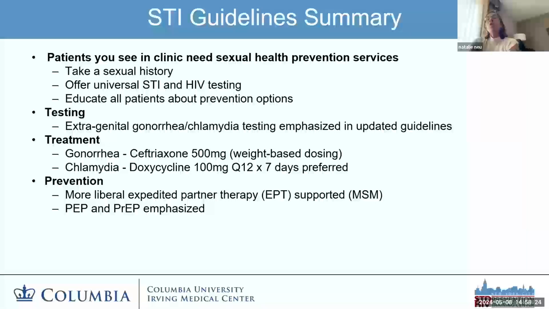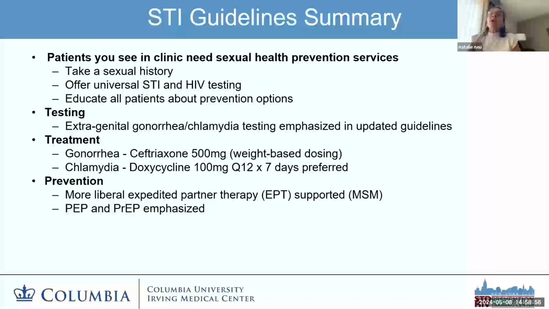So in general, for a summary of the guidelines, what we want you to know is that when you see somebody in clinic, either for sexual health or for other things, take a sexual history. Offer universal STI testing and HIV testing. Educate all your patients about prevention and prevention options. Test extragenitally. I hope I've proved to you that women have anal STIs and so do men. So please test, because otherwise you'll miss those infections.